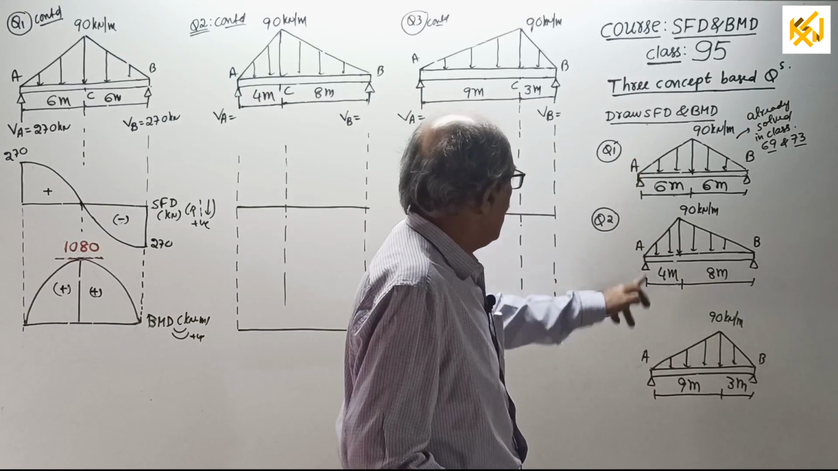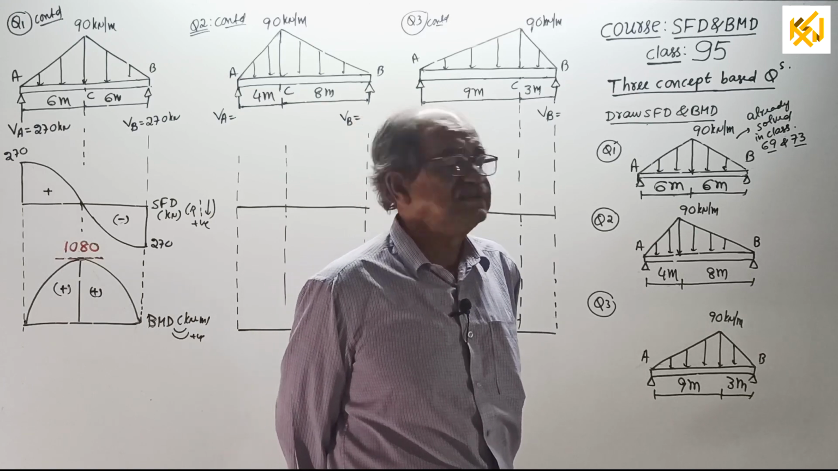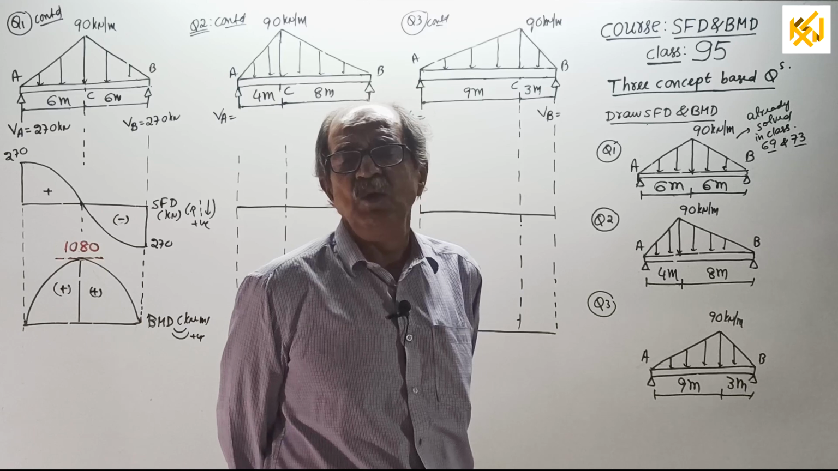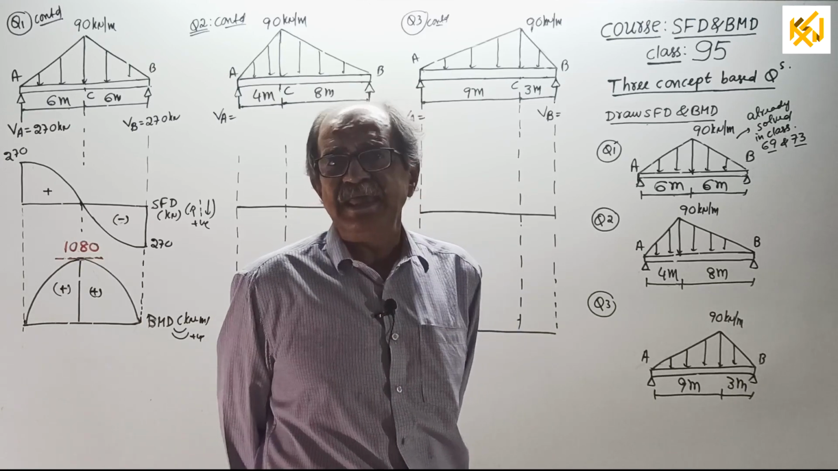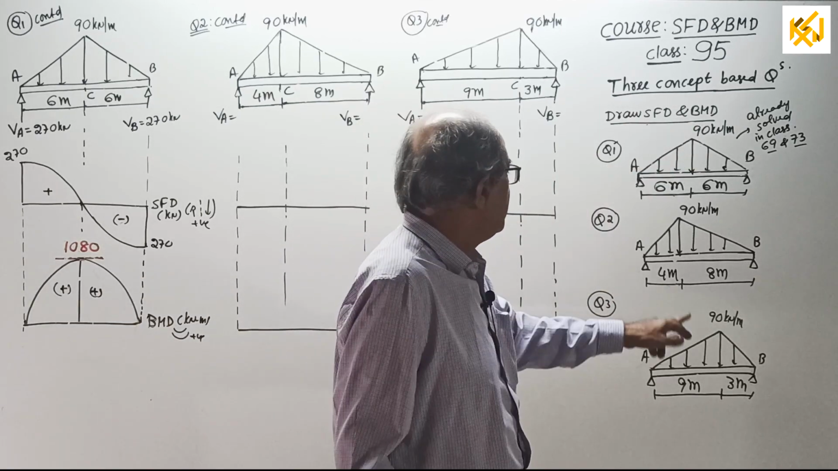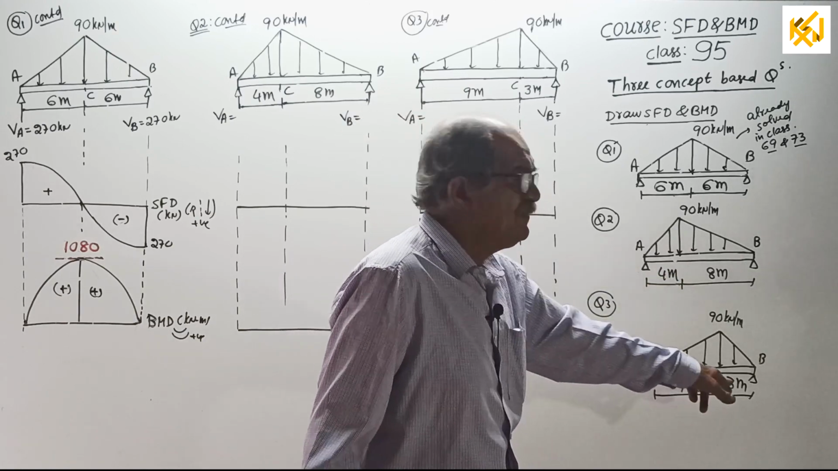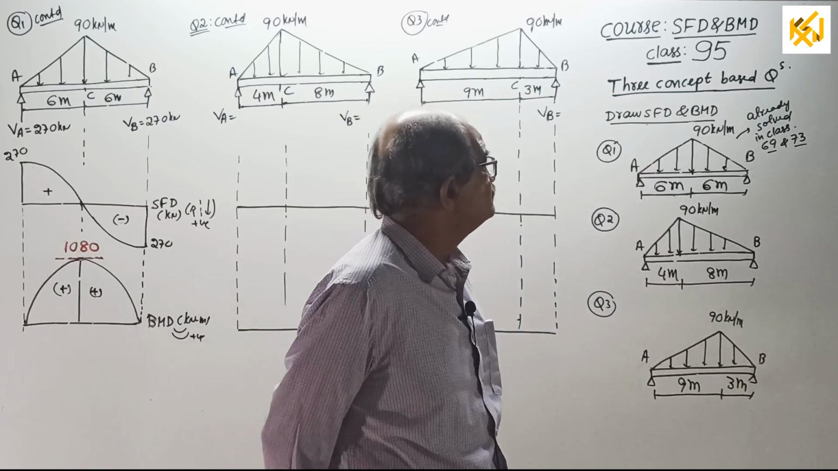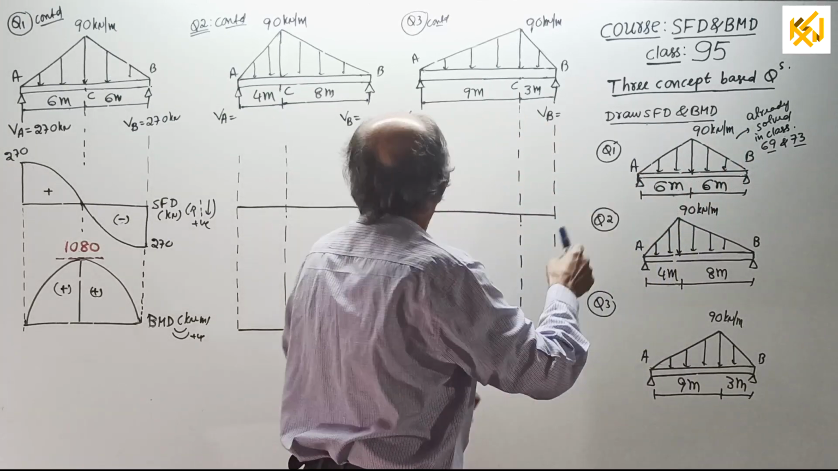I wrote all the questions here. All 3 questions are: a simply supported beam of span 12 meters, loaded by uniformly varying load, intensity 0 at the ends and maximum of 90 kN per meter. For the first question, the maximum is right at the center; second question, right at 4 meters from the left end; third question, right at 9 meters from the left end or 3 meters from the right end. Draw SFD and BMD.